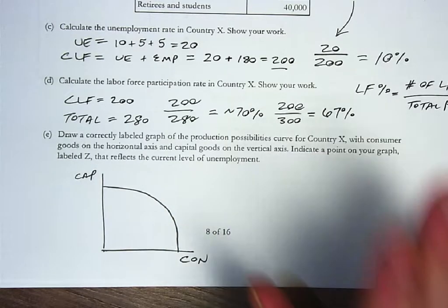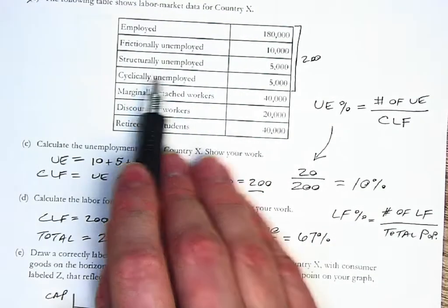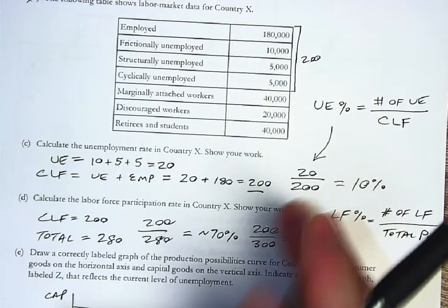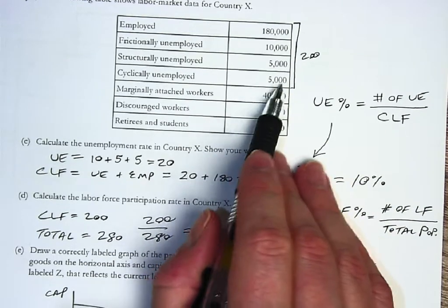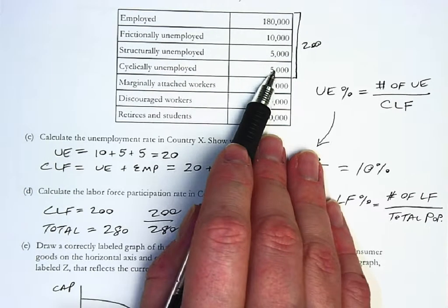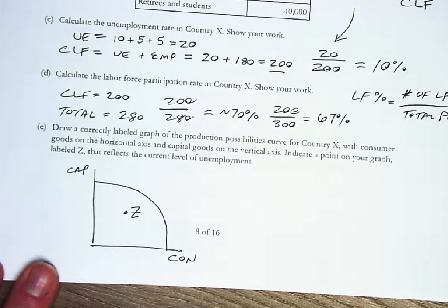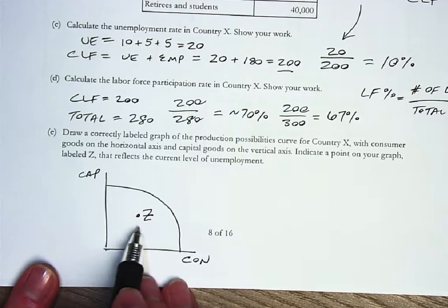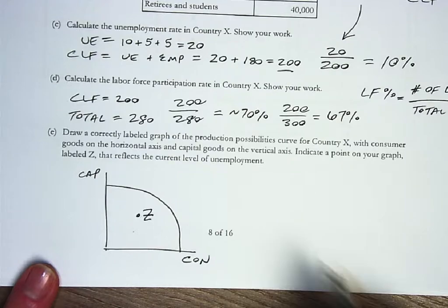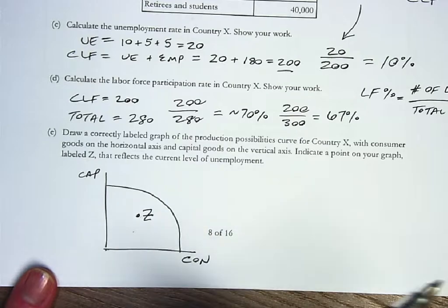And then it says indicate a point on your graph labeled Z that reflects the current level of unemployment. Now, one thing to think about, and we haven't talked about it at length in this class, is that there is cyclical unemployment. And with cyclical unemployment, there are 5,000 workers. That means that we are in a recession. And another way to think about it is that you have some unemployment of workers who in a normal circumstance would be employed. So we're going to put our point down here. Point Z will be below the line because there is a level of cyclical unemployment. And anywhere below the line is perfectly fine. A point on the curve would indicate full employment, which we'll talk about in the next lessons, and beyond it would be beyond full employment.